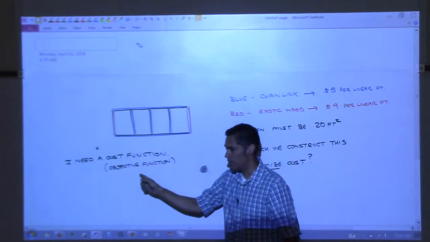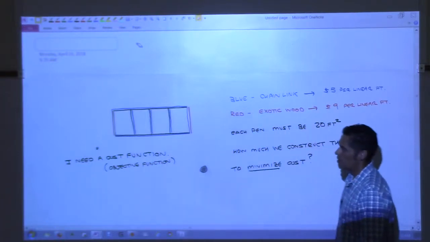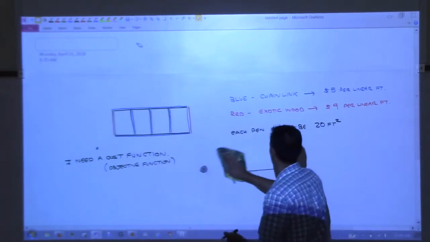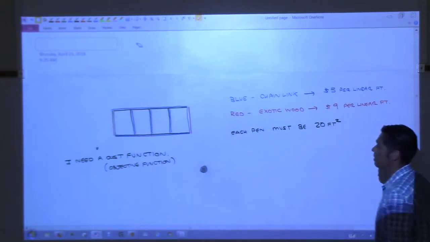is called the objective function. So there it is. Okay, let's actually see if we can come up with this. Let's come up with it. And I will erase this. And I want to leave these up here because I'm going to need them.